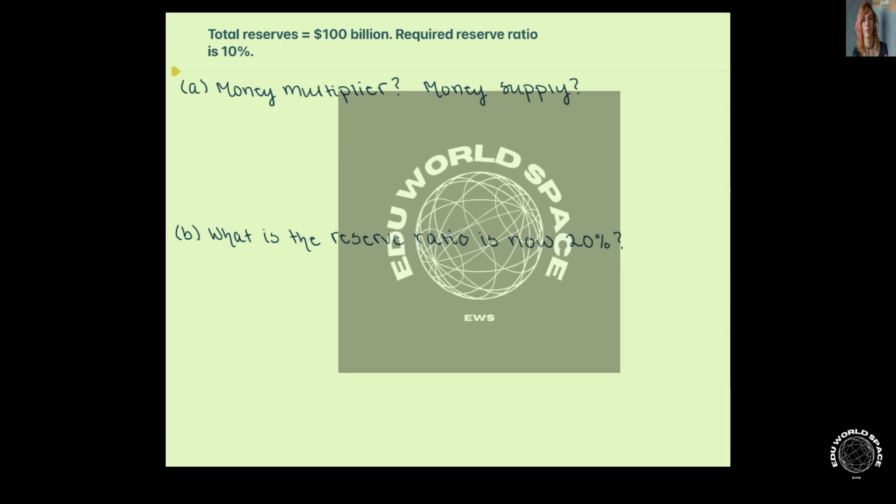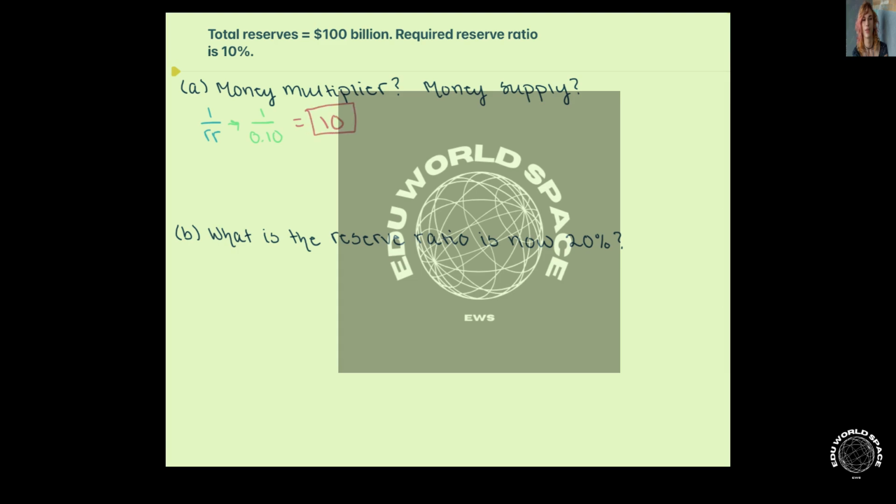with the understanding that the money multiplier can be calculated as 1 over our reserve ratio. We can start to plug these values in. We know that our reserve ratio is equal to 10%, so let's just take 1 divided by 0.10. That gives us a money multiplier, which is equal to 10.